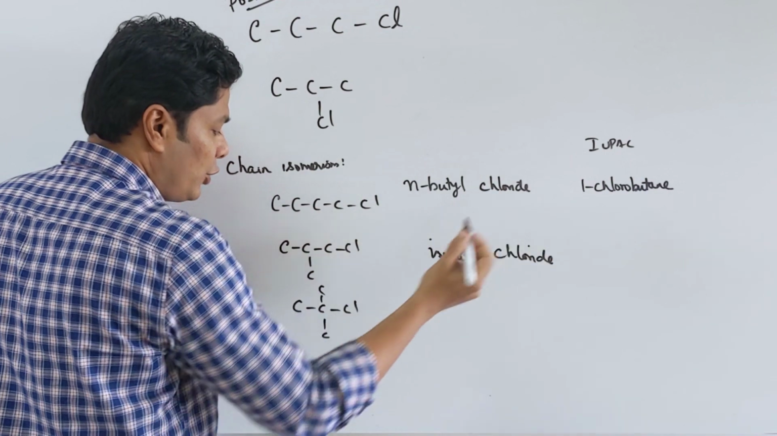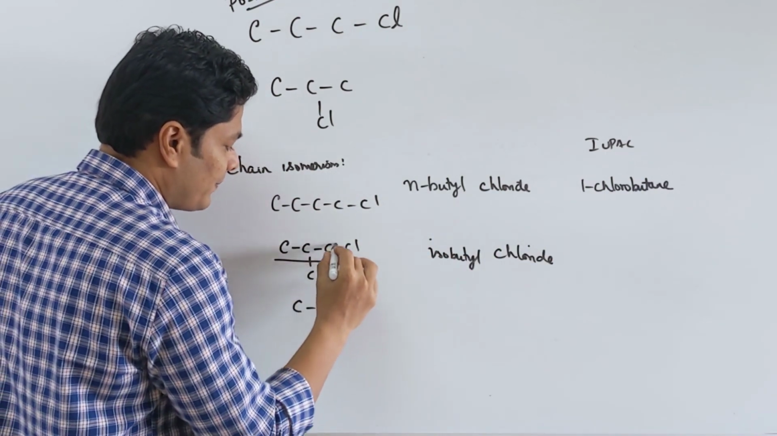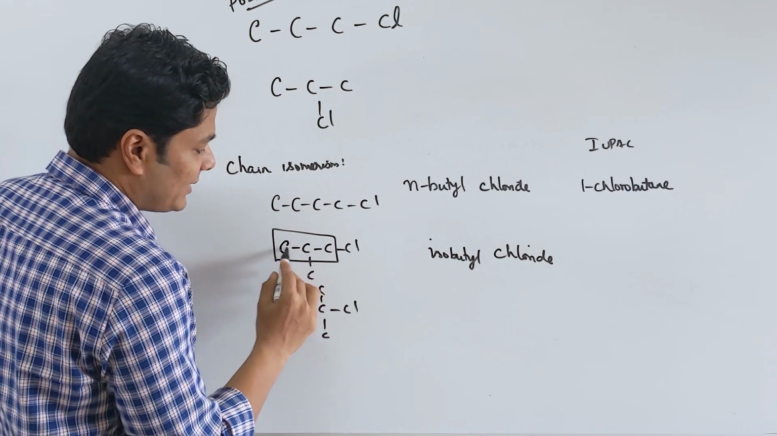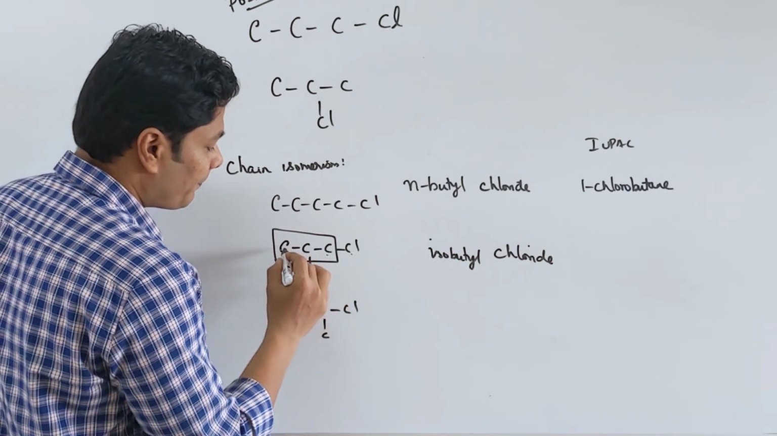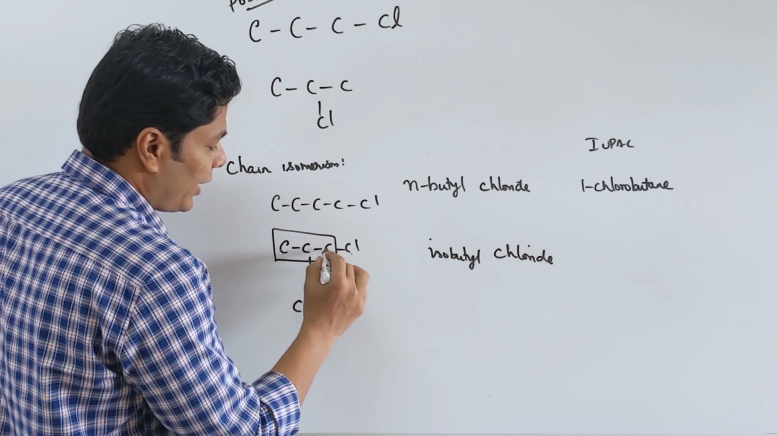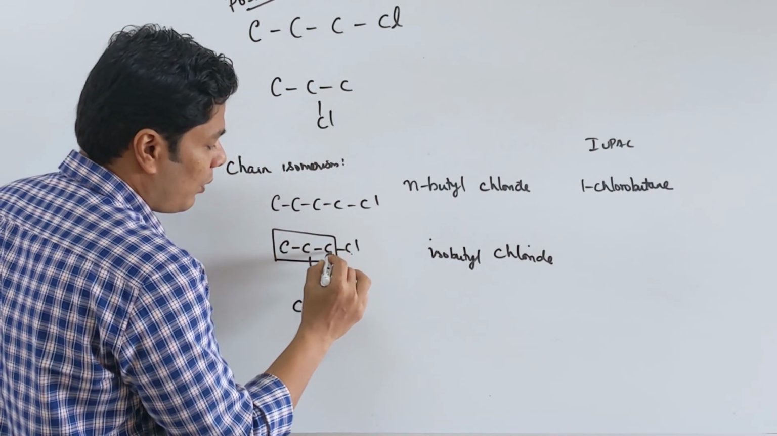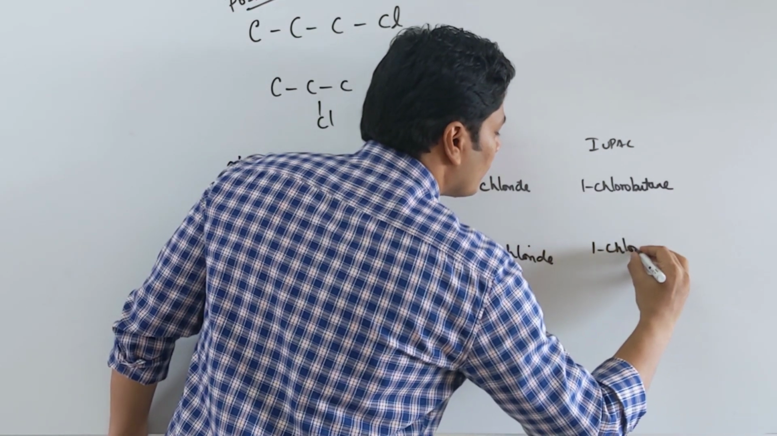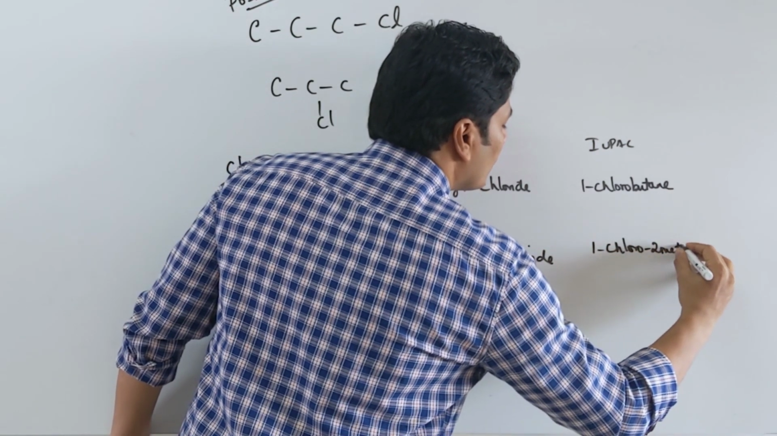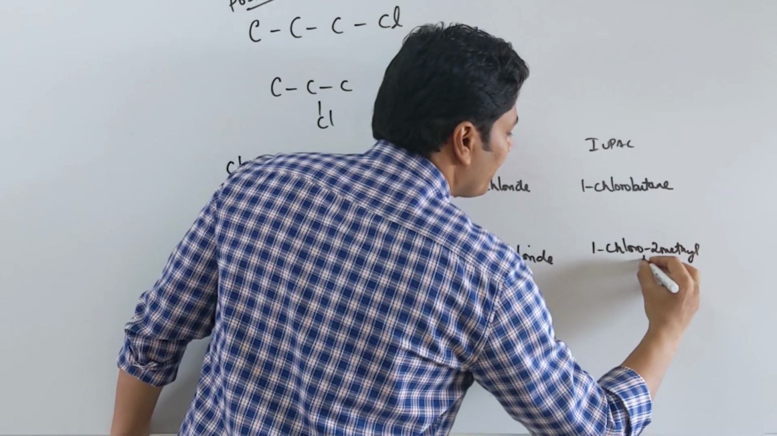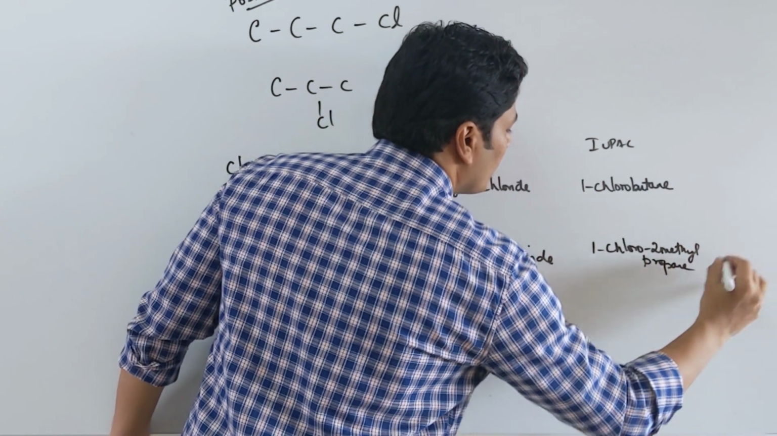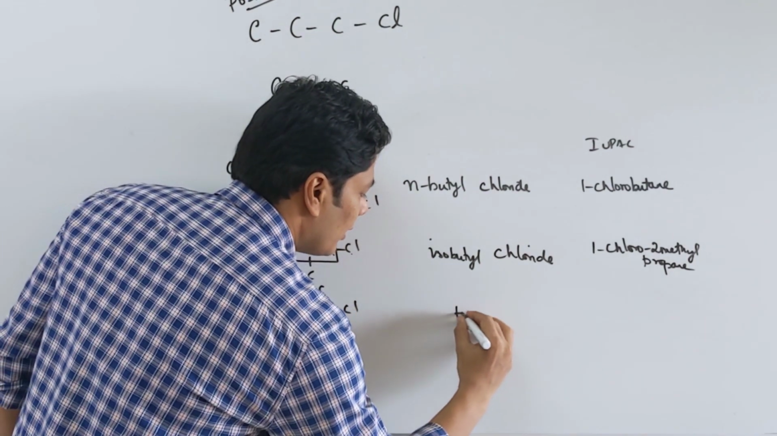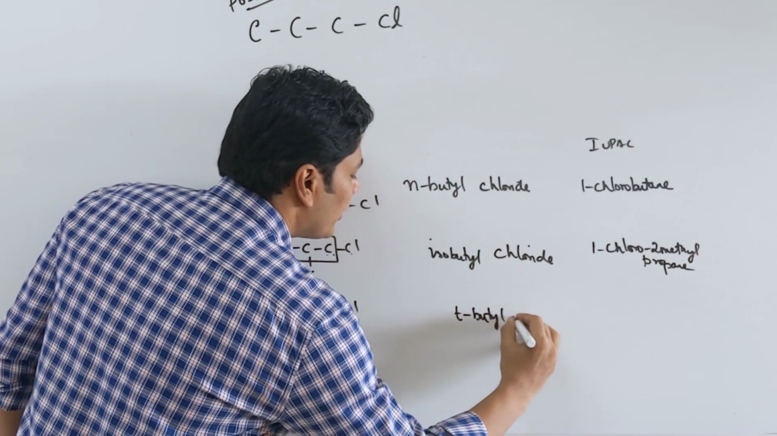Whereas when I go to my IUPAC, my longest chain is this. However, you see the longest chain is this. I would not take this chain because this chain at least has my chlorine in there. So I go for my longest chain, prop, and I have 1-chloro-2-methylpropane. Now when I go here, this is very simple. This is going to be tertiary butyl chloride.